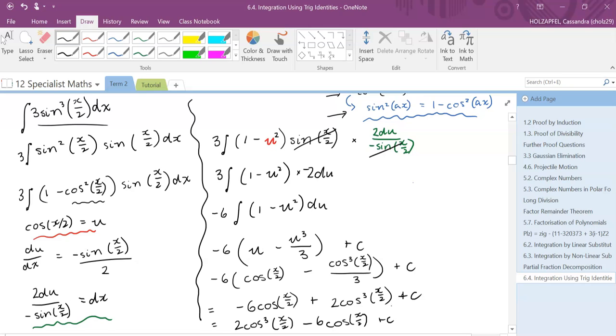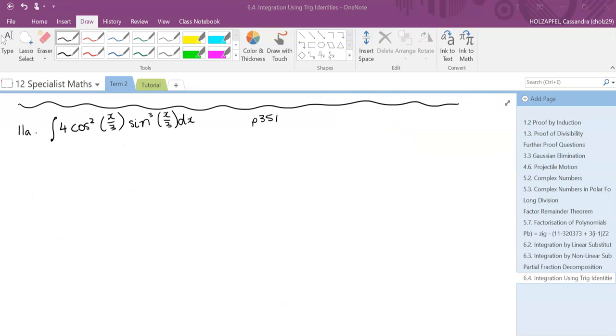All right, so let's jump in and let's do another complex familiar example using odd powers of sine or cos. So let's look at this example from your textbook. This is on page 351, question 11a. And again, we can see that we've got this odd power for sine. So we're going to use that rule that we derived from before.